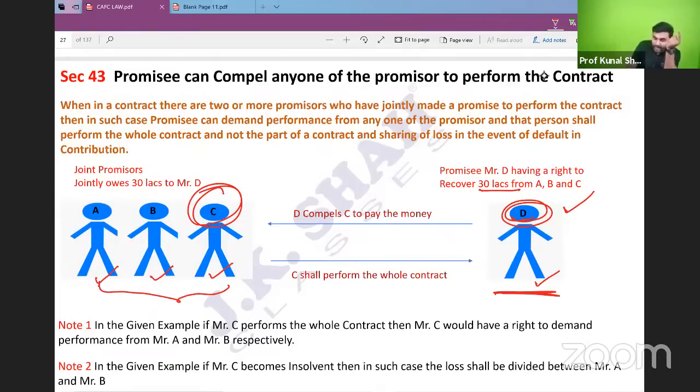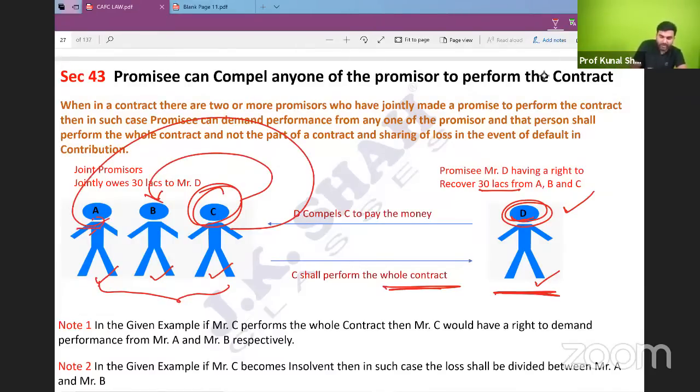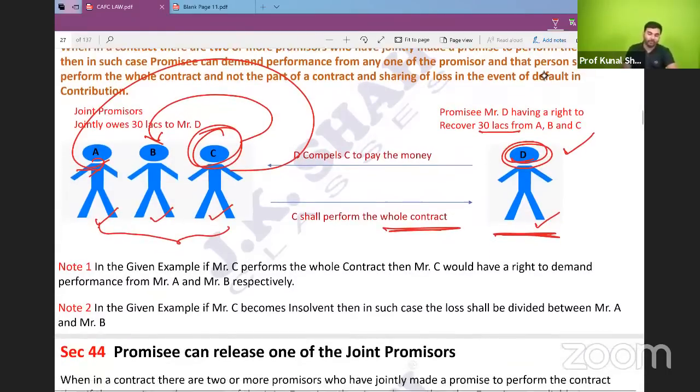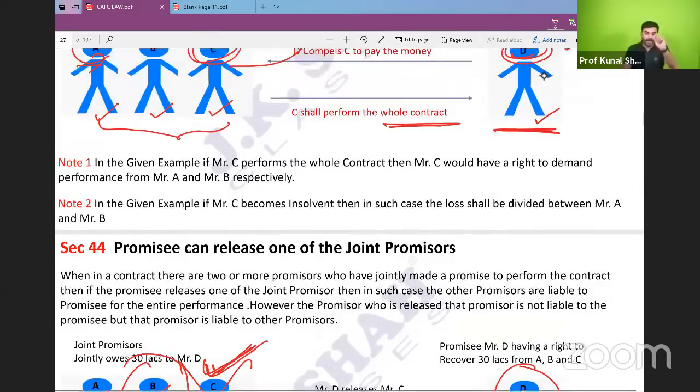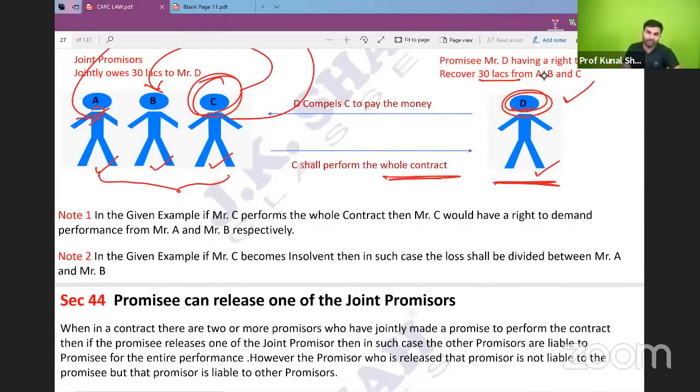C will have to repay the entire 30 lakhs rupees to Mr. D. But sir, C was one of the joint promisors. He was liable for only 10 lakhs, but you are asking him to pay 30 lakhs. Yes. The moment C pays 30 lakhs to D, after that, C can recover 10 lakhs rupees from A, and C can also recover 10 lakhs rupees from Mr. B. So the promisee can compel one of the promisors to perform the contract, and that promisor shall perform the whole contract and not the part of a contract. That was section number 43. Let us go on to section number 44.